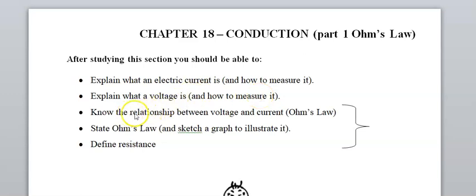Very importantly, you should know the relationship between these two quantities, voltage and current. This relationship is commonly known as Ohm's law. You should be able to state Ohm's law, both in words and as a labeled formula. And finally, you should be able to define the concept of electrical resistance. So let's continue.